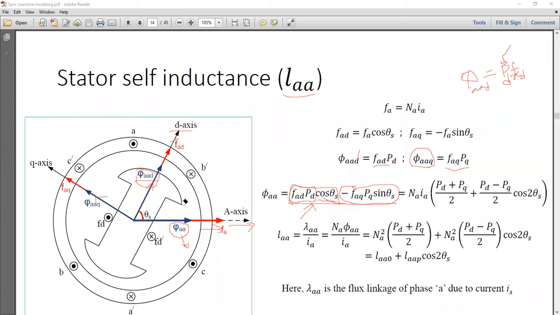Next, remember we have to add vectorially the components. Vector addition of the phi AAD component and the phi AAQ component along the A axis.